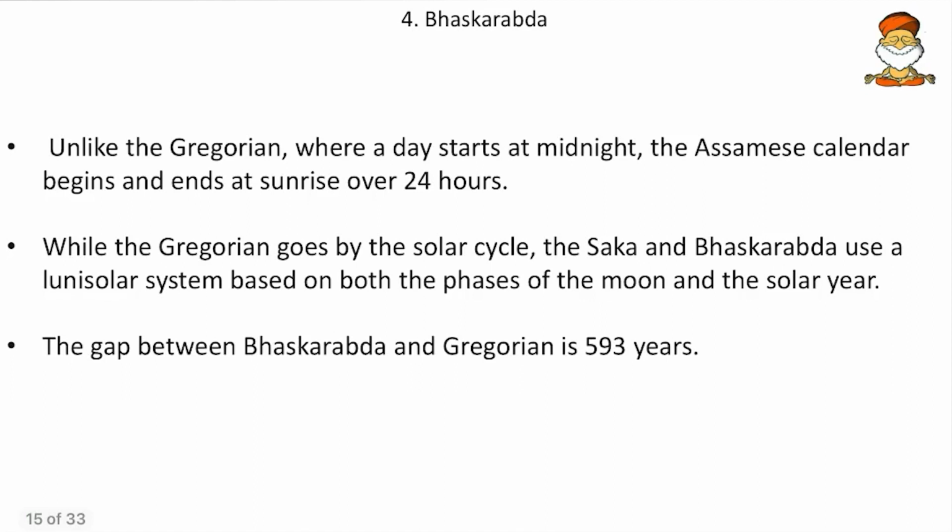And then more about Bhaskarabda. So unlike Gregorian calendar, where the day starts at midnight, so we know that at 12 a.m. in the midnight the day starts. The Assamese calendar begins and ends at the sunrise over 24 hours. So morning 6, the day starts for Assamese calendar. Then while the Gregorian calendar goes with the solar cycle, the Saka and Bhaskarabda use luni-solar system based on both phases of the moon and the solar year. So it is like the months and weeks. They are tracked as per the movement of moon, but the day starts from the rise of the sun. So that is why the name luni-solar system.